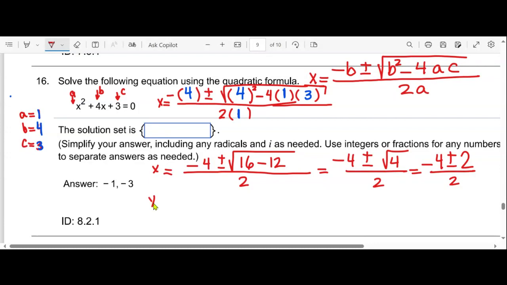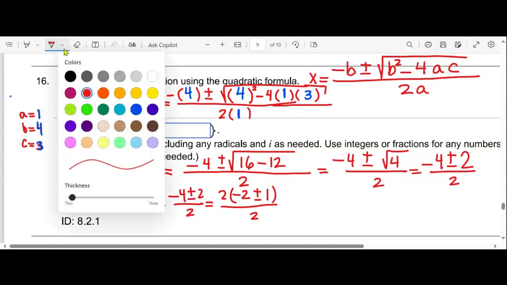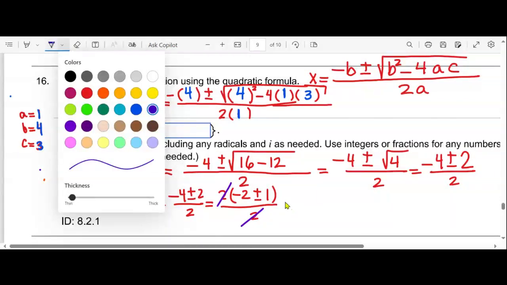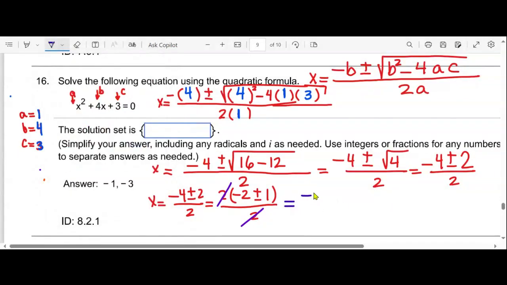Now we can simplify this. How can you simplify it? We can do negative 4 with 2, it will give us negative 2. I can take 2 outside as a common factor, right? And what's left inside? Negative 2 plus or minus 1, over 2. Okay, and can I cancel now? Yes. The 2 with the 2. So what's next? You're going to get negative 2 plus or minus 1.